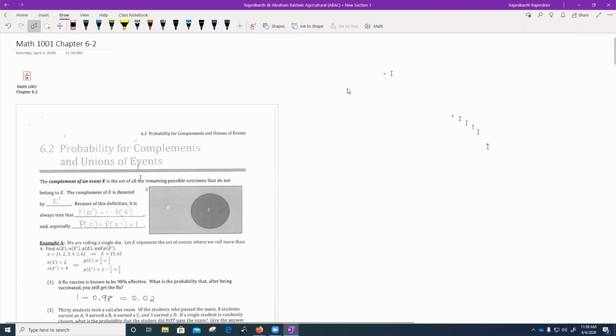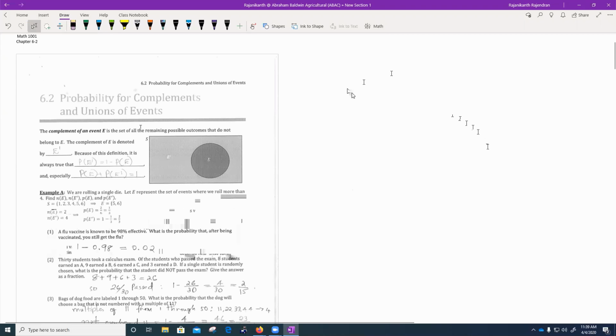Okay, so let's get started. Chapter 6.2, probability of a complement of an event. The complement of any event E is denoted by E prime, right? So the complement of any event E is a set of outcomes which belong to my sample space but not in E. Remember, we used this same notation in chapter 3 under set theory.